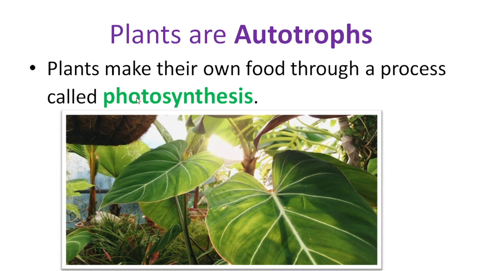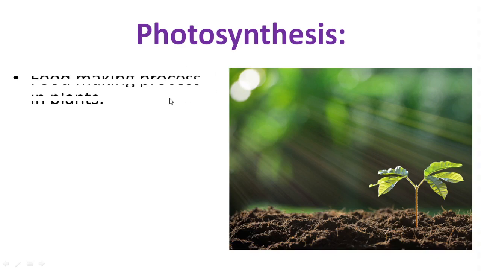You might have heard about this particular term in your previous classes, but let us try to understand what we mean by photosynthesis. Plants make their own food through a process called photosynthesis. So photosynthesis is a process in which the plants make their own food. It is the food making process that is seen in plants.